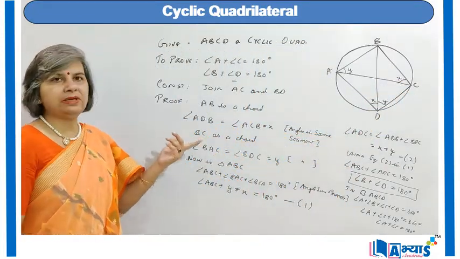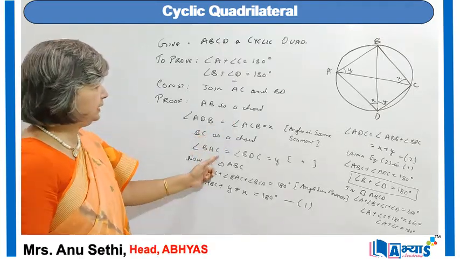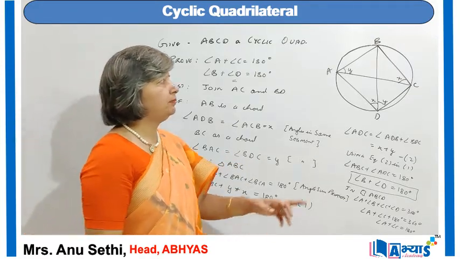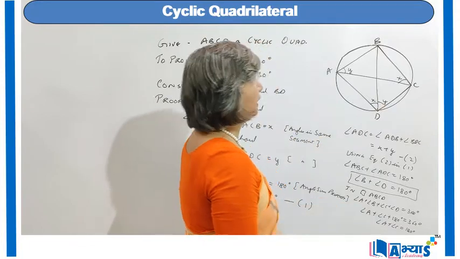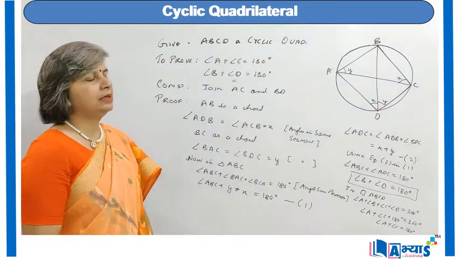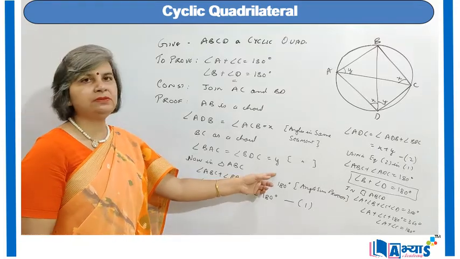Now again we can say that BC is the chord to the circle. So angle BAC is equal to angle BDC, and so we have marked them as y. So we can say that angle BAC and angle BDC are in the same segment, so they will be equal, and we have taken them as y.